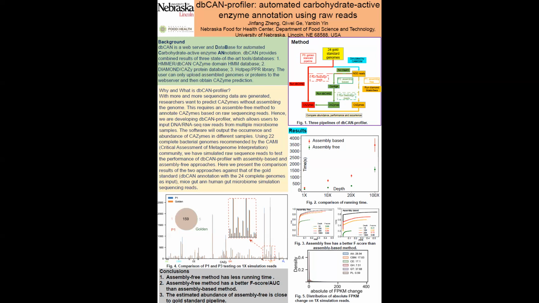Based on current results, we have the following conclusions. First, the assembly-free method has less running time compared to the assembly-based method. Second, the assembly-free method has a better F-score and AUC than the assembly-based method. Third, the estimated abundance of assembly-free is close to the golden standard pipeline.